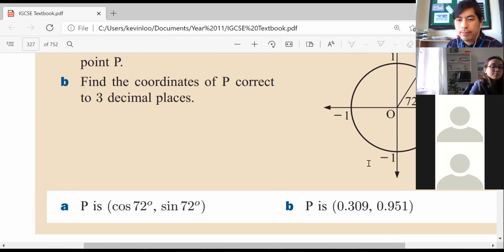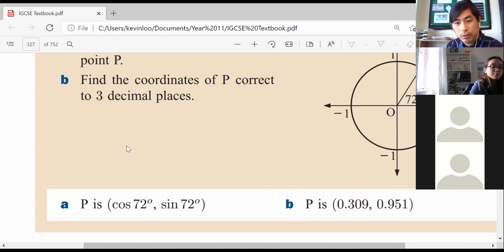Okay, so that's it, guys. Point P has the position cos theta and sine theta. For now, it doesn't really make sense why we do that, but it all comes together once we look at the other quadrants as well, okay?